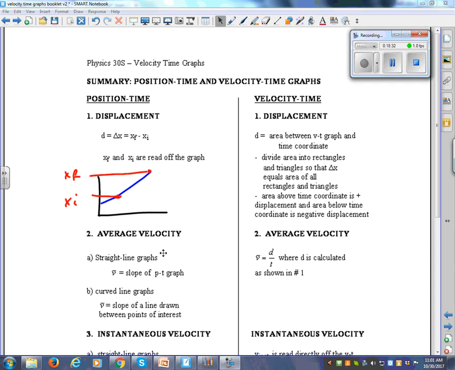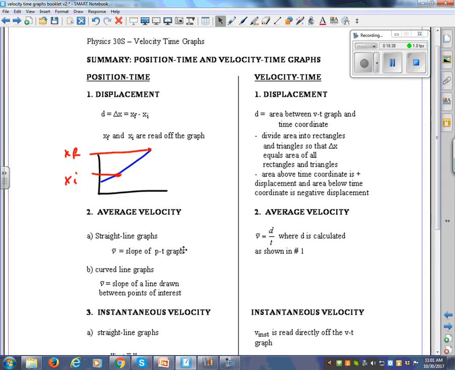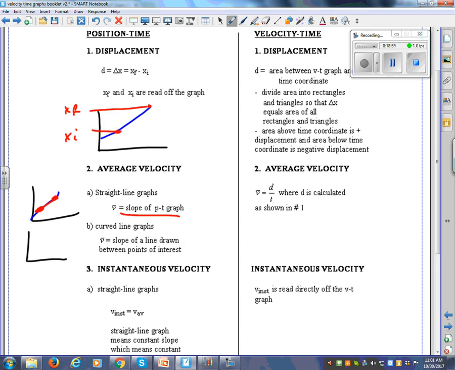If you have a position time graph and you're asked to find average velocity, how do you do it? Well, there's 2 types. You could have a straight line graph, or you could have a curved line graph. If it's a straight line graph, you simply find the slope. So again, here's the graph for that. You find the slope. If it's a curved line graph, what do you do? You find the slope of a line drawn between the points of interest, because we're talking about average velocity. Okay? So you pick the points that are at the end of the interval, draw a line, find the slope of that line.